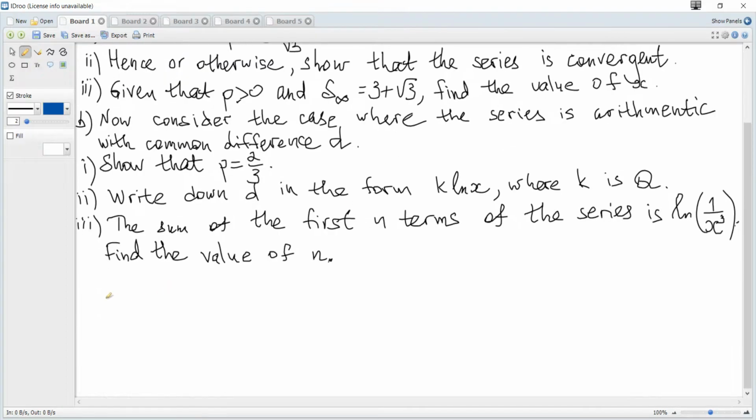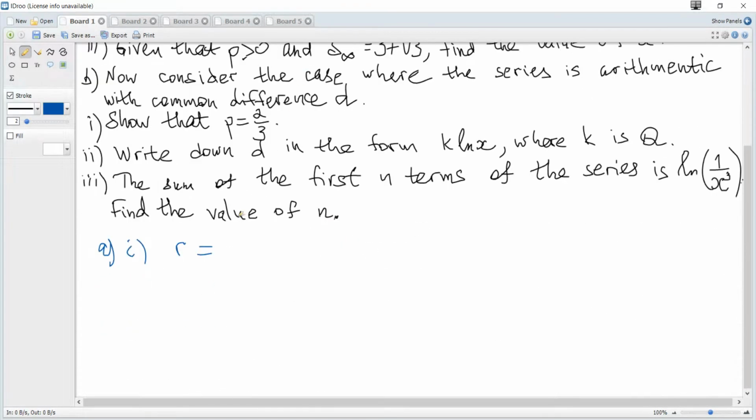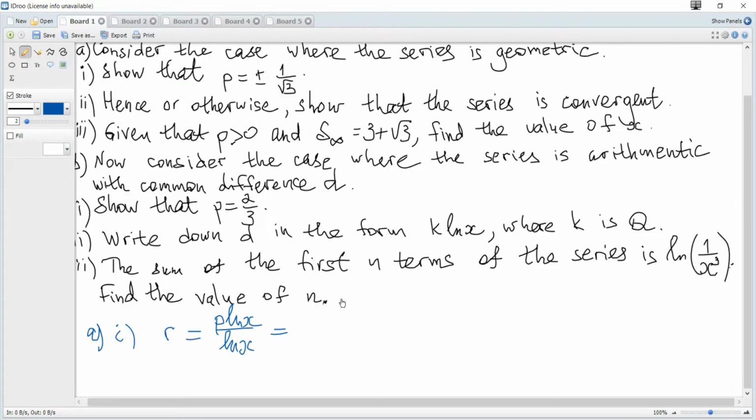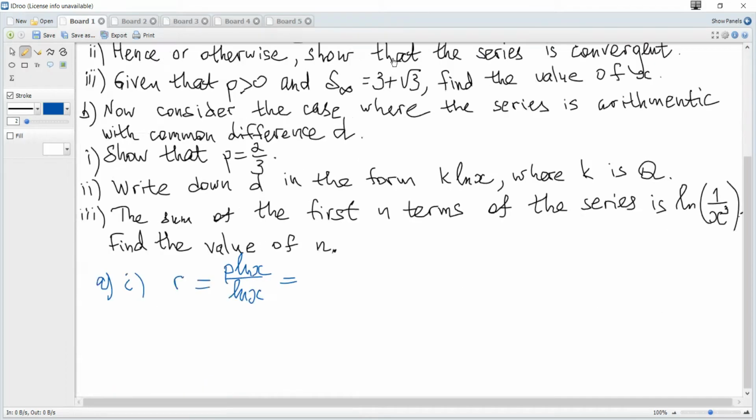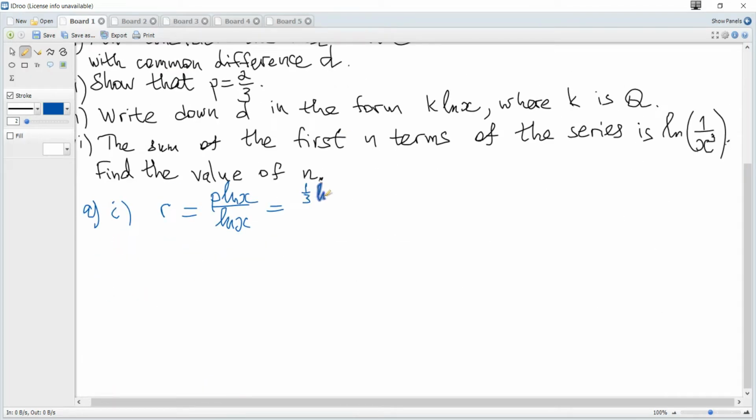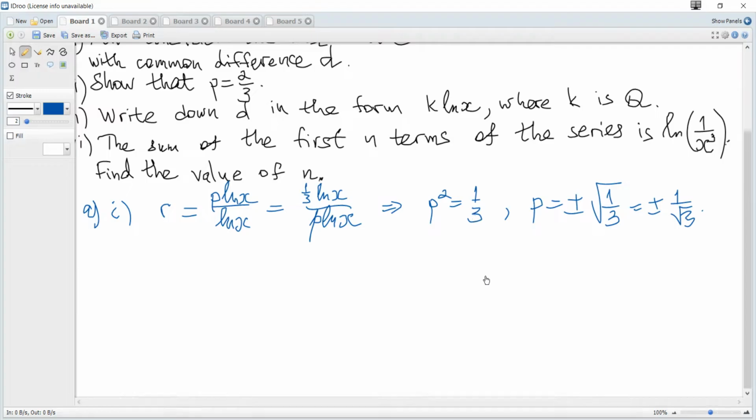Hence, let's consider the ratio, and it is equal to the second term divided by the first, so it's p ln x over ln x, and it must be equal to the third divided by the second, 1/3 ln over p ln x. We can see that it becomes p squared is 1/3, hence p is plus minus root of 1/3, which is plus minus 1 over root 3 as required.